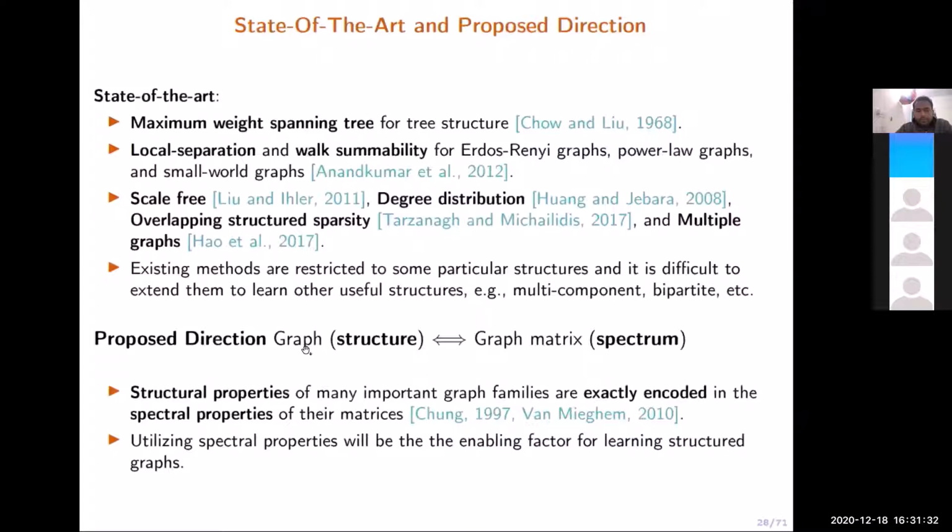Spectral graph theory is a well-studied branch of mathematics, where they associate the combinatorial property of a graph, its structure, with the algebraic property of the graph matrices.